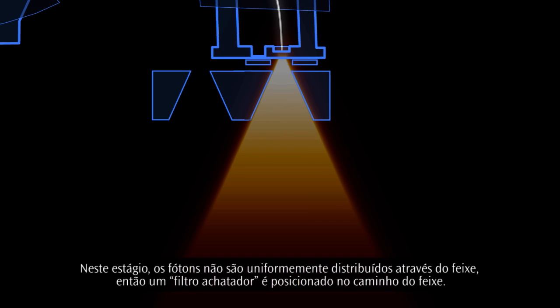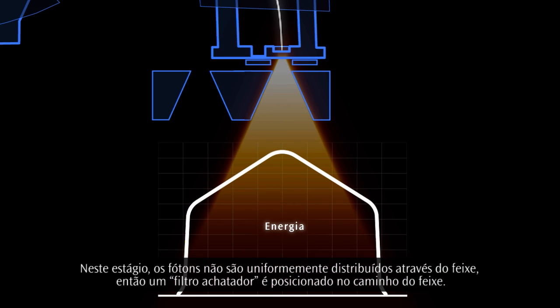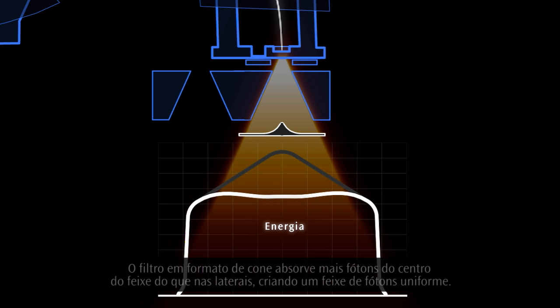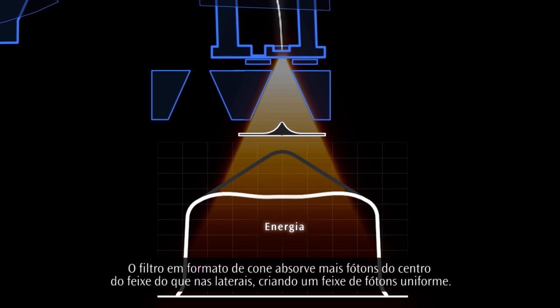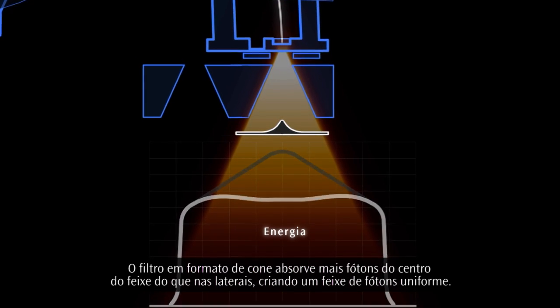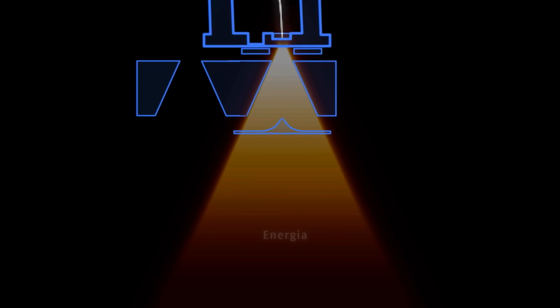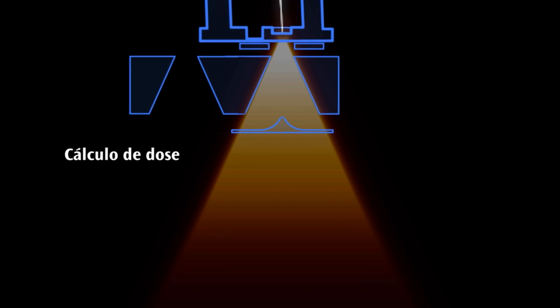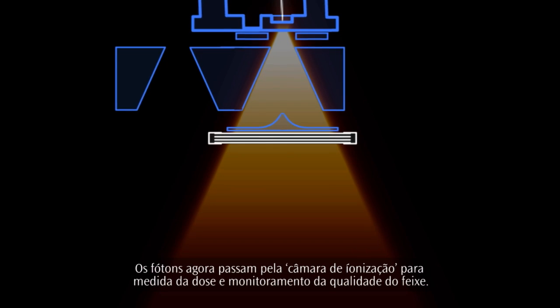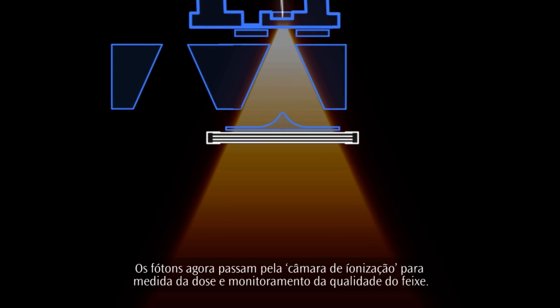At this stage, the photons are not uniformly distributed across the beam, and so a flattening filter is placed in the path of the beam. The cone-shaped filter absorbs more photons from the center of the beam than from the sides, creating a uniform photon beam. Dose measurement. The photons now pass through the ion chamber for dose measuring and beam quality monitoring.